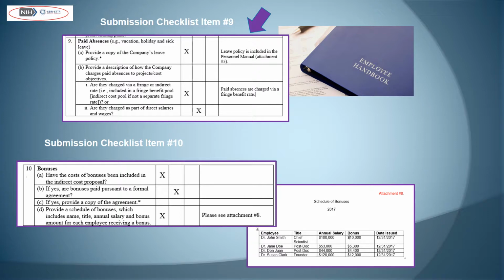Item number 10 is if your company pays bonuses. If the bonuses have been included in the cost of the proposal, yes should be checked, and a list of the bonus amounts and dates paid. If there's a policy that determines if, when, and what the amount of each bonus is, you should provide that as an attachment.